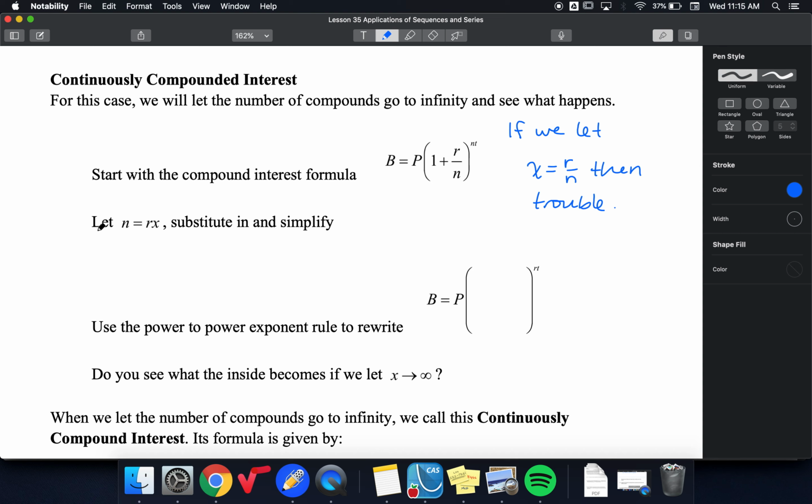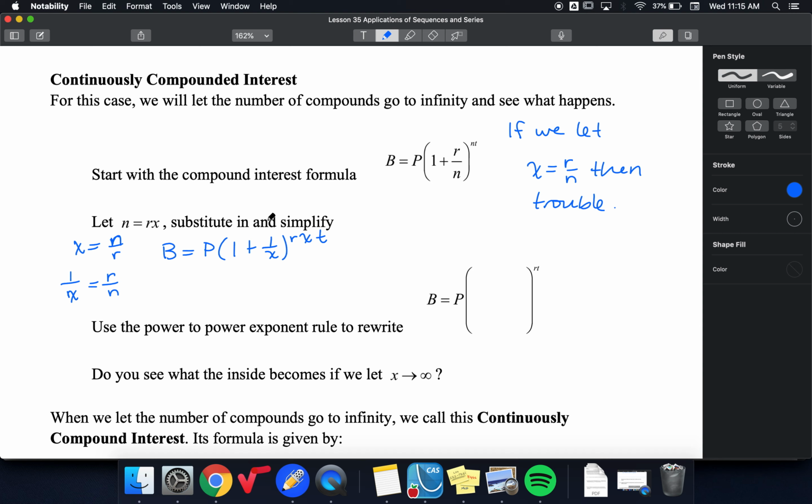So instead, we let x equal n over r. It can be rewritten this way, that my n value would be r times x. But if I look at it over here, this is where it comes from, because now if x is n over r, then 1 over x is r over n. And my formula becomes p times 1 plus 1 over x. If I substitute in for the n, then I'm going to have rx to the t.